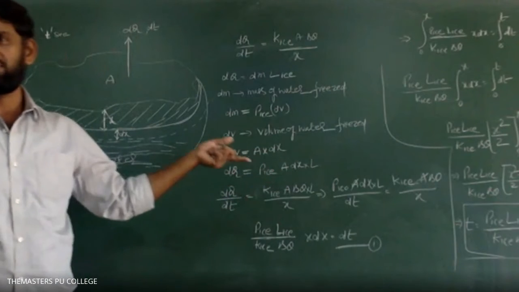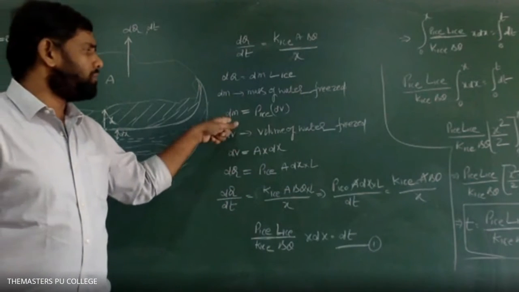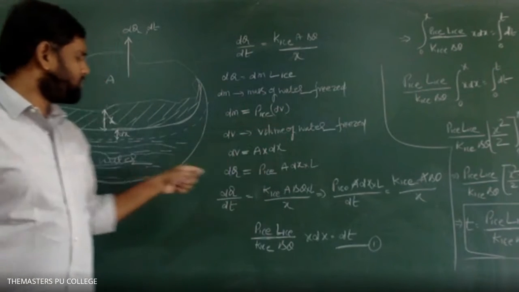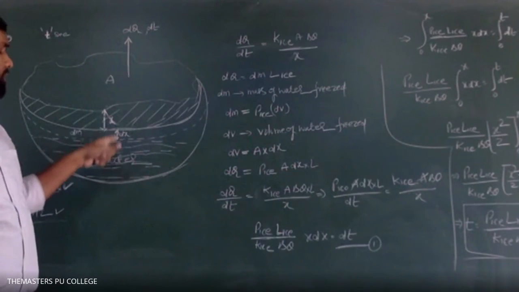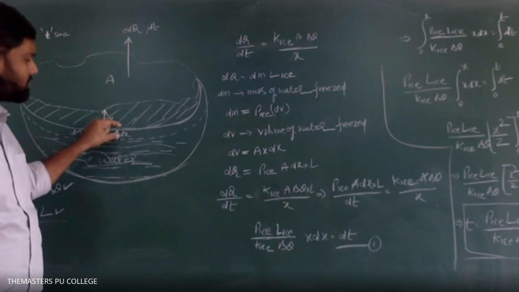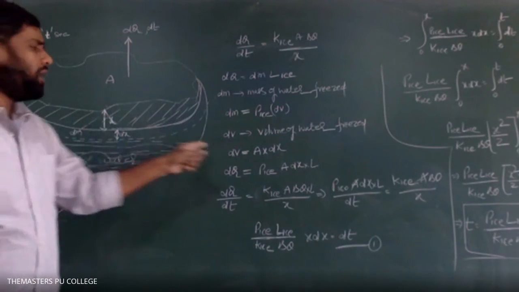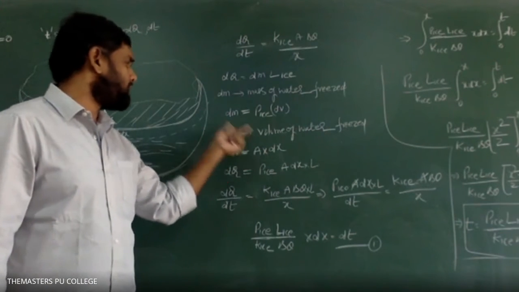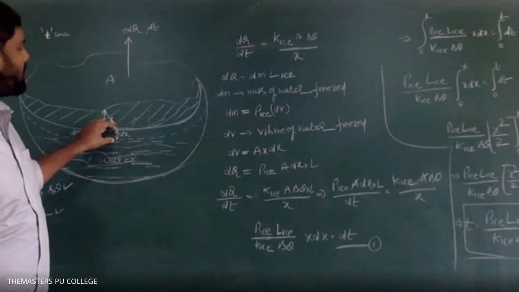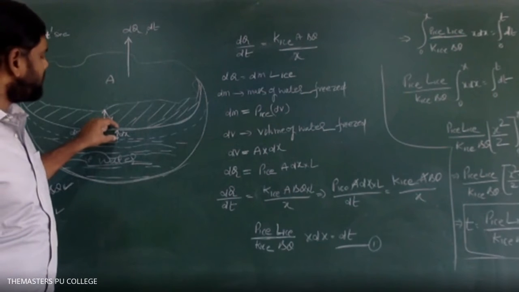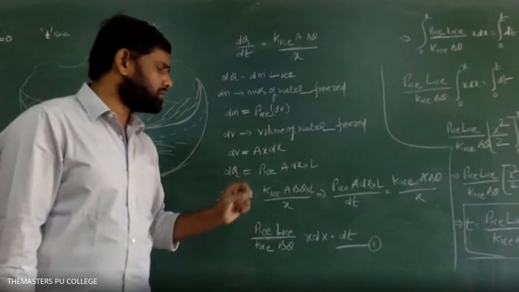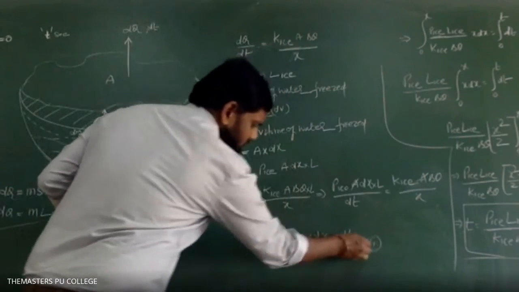Nothing new, you know all these formulas. Mass equals density into volume, equals density into area into length. Here, what is the length? The ice column which is created, dx, is the length of the ice column. So the volume of the water which is frozen is the area of this lake into the length of the ice column which is formed. Substituting dx, I got this relation.